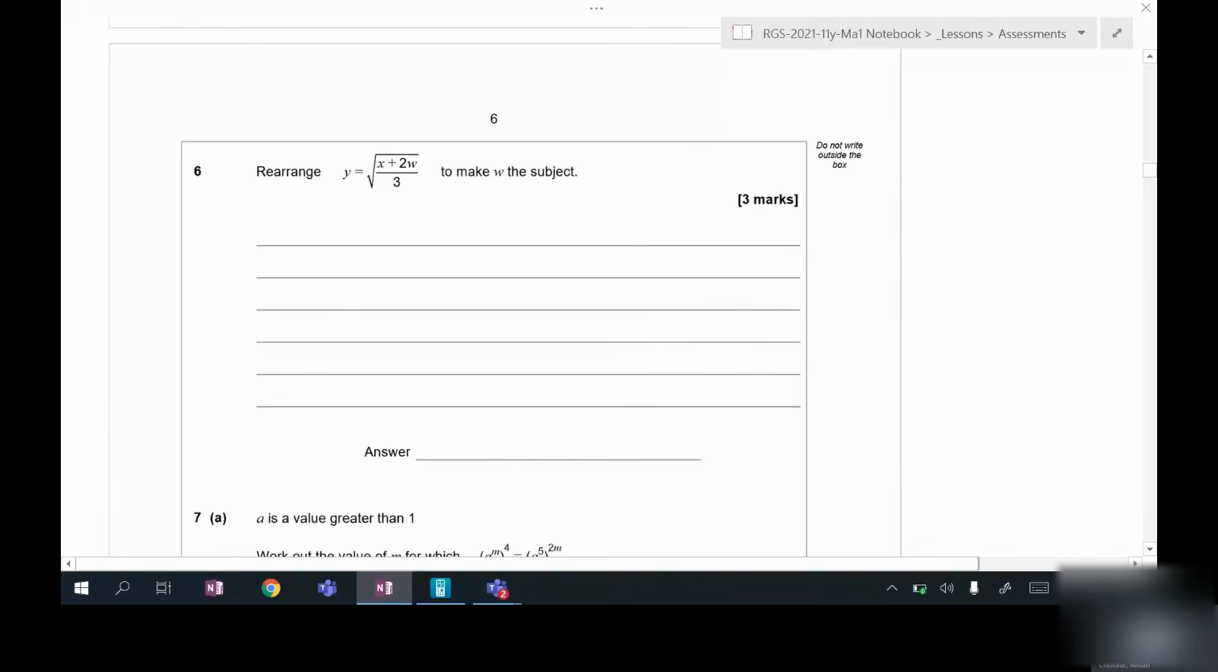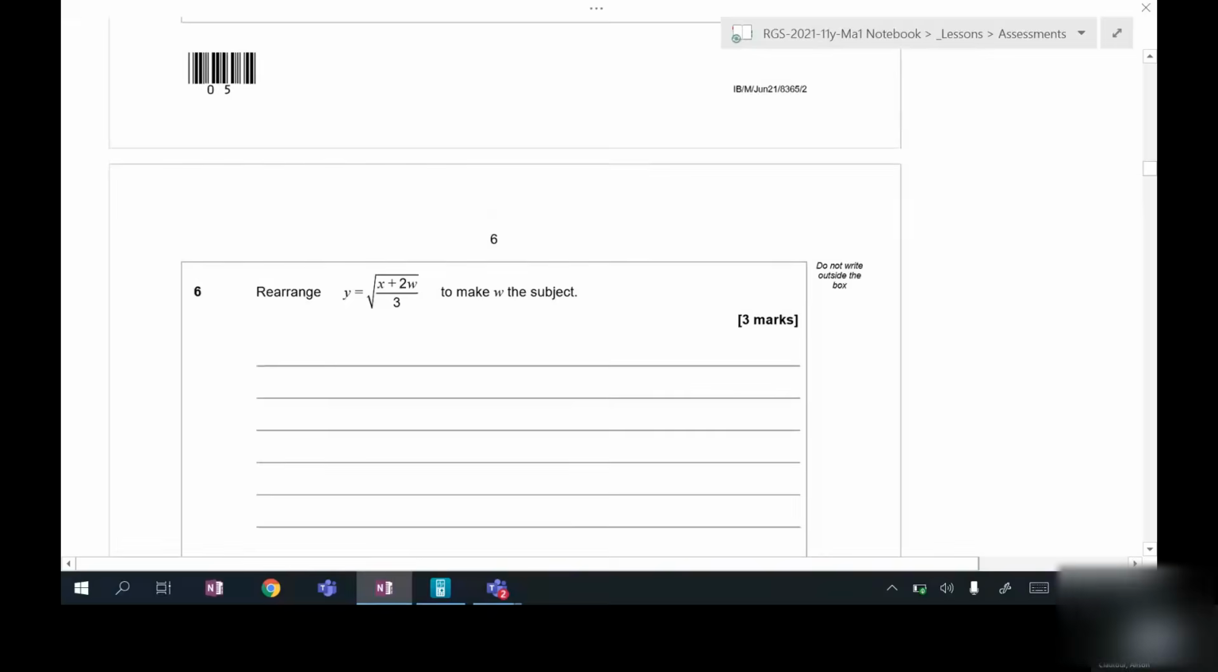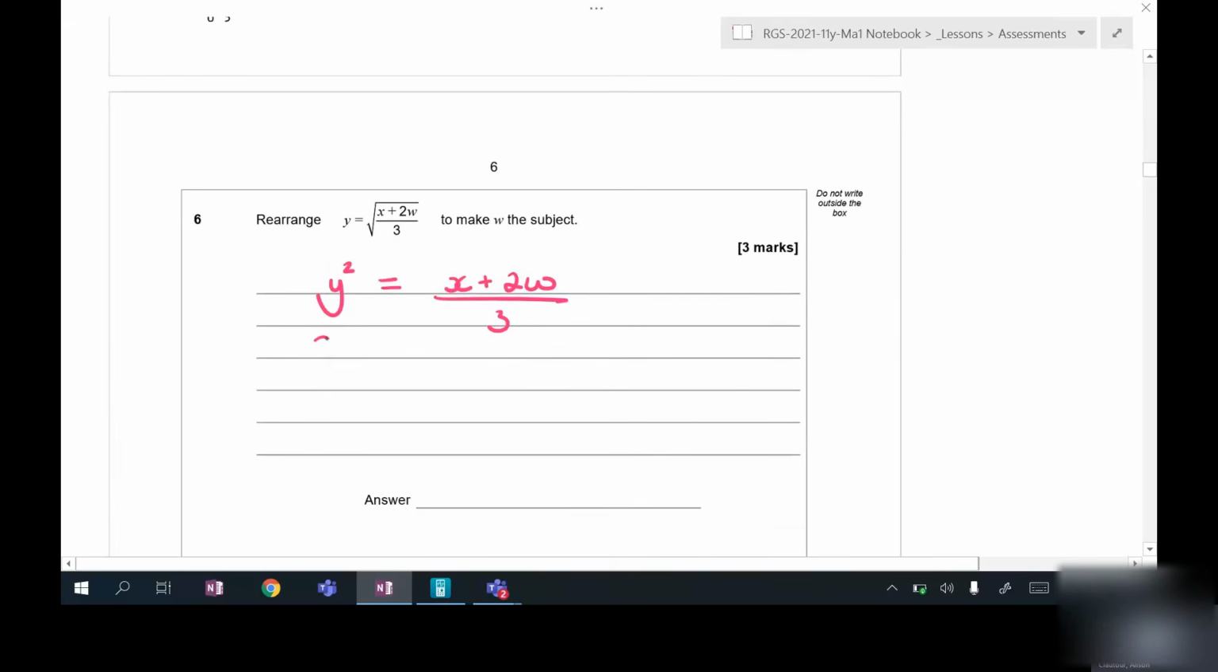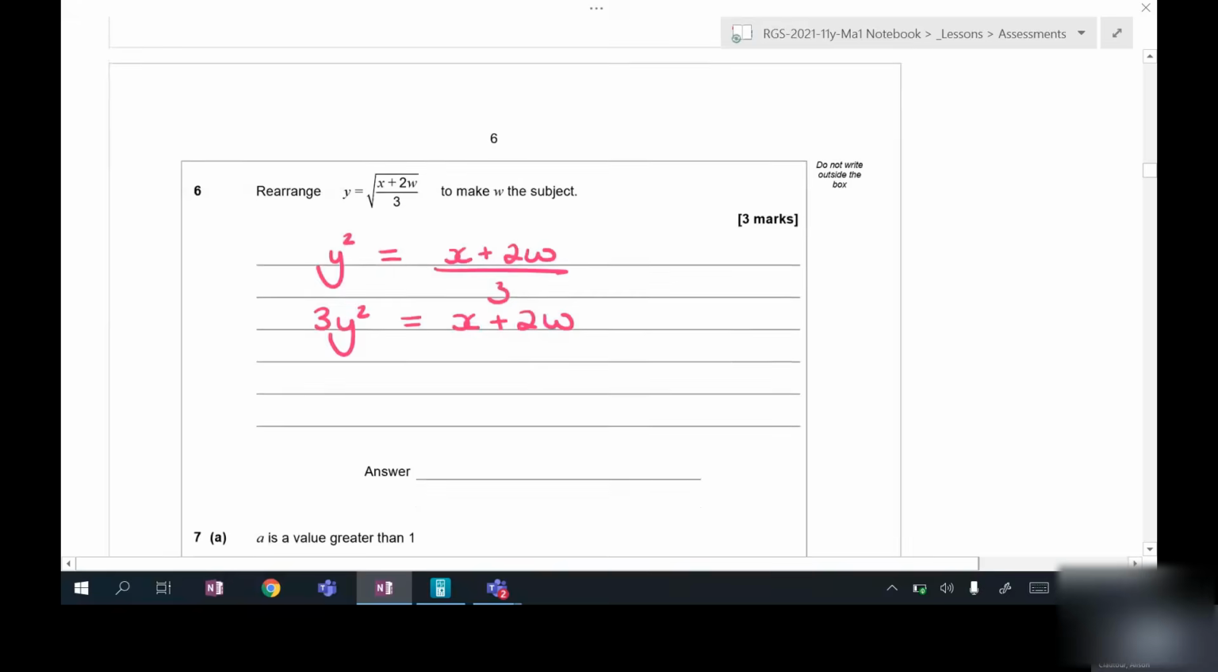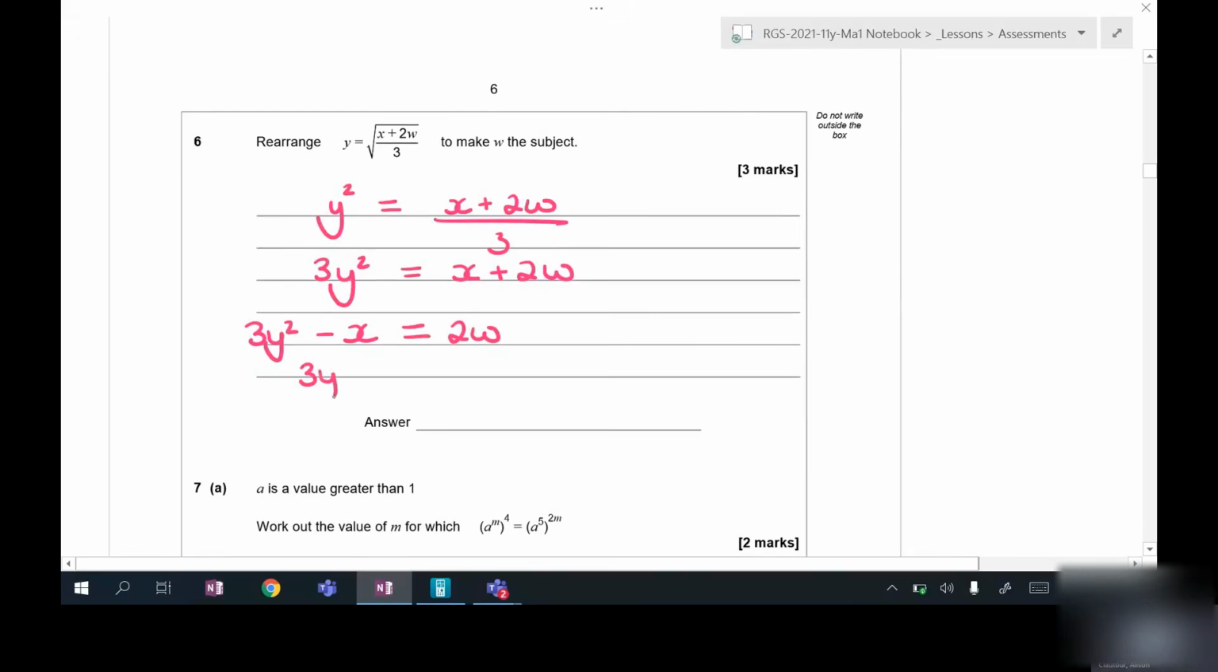Next question is on rearranging, so we're trying to find W. If we've got a square root, the best thing to do is square both sides. And then dividing by 3, so I need to multiply by 3. I'm going to move the x, so I want to subtract x from both sides. And then divide by 2. So relatively simple rearranging.